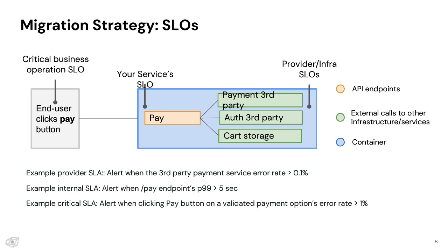And then we've got provider or infrastructure SLOs, which kind of exist here on the external calls. So we probably want to call the third-party service, for example, or an authorization service, or the cart storage, or whatever external calls here. We want to have monitoring and SLOs on these calls so that we can keep track of when they're actually failing. So an example here would be to alert when the third-party payment service error rate is greater than 1%, for example.